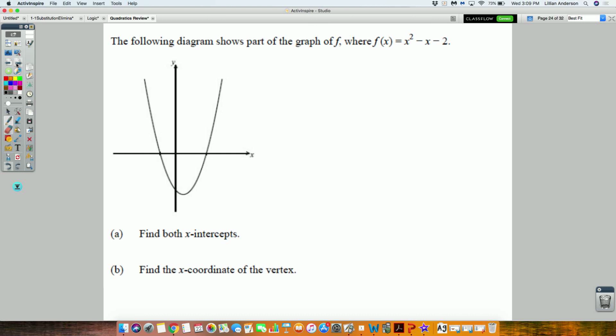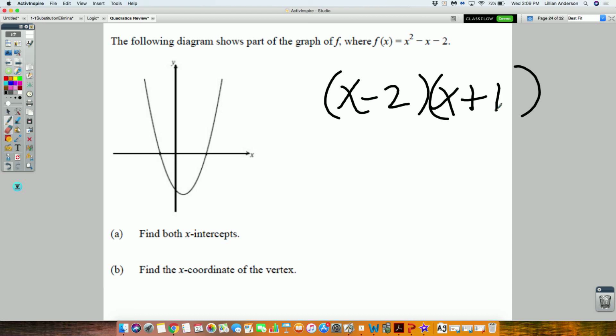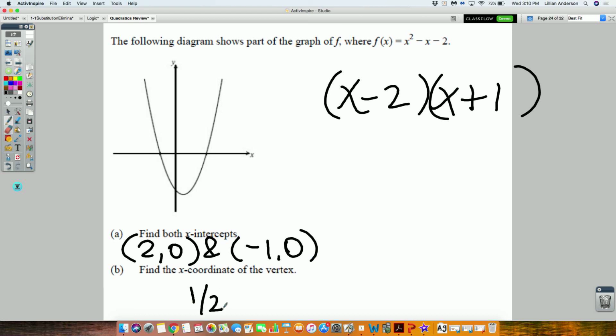This one here, it gave it in standard form. You had to find both x-intercepts. The easiest thing to do would have been to factor. So what are my x-intercepts? 2 and negative 1. Either of those would have been acceptable. The x-coordinate of your vertex is just the halfway point between 2 and negative 1, which is what? 1/2. And you get that again by adding your x-intercepts and dividing by 2. Questions? How's it going so far?